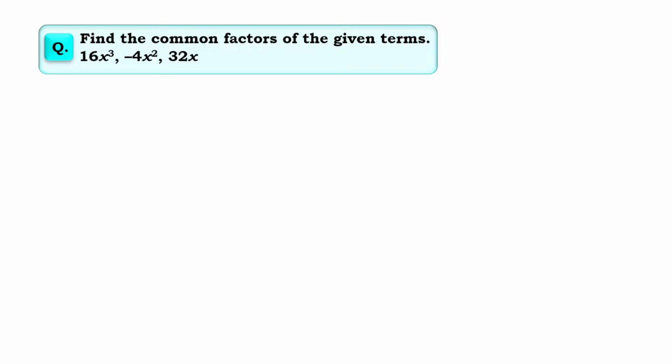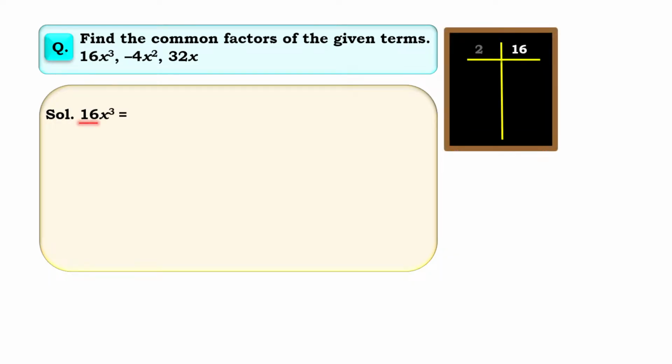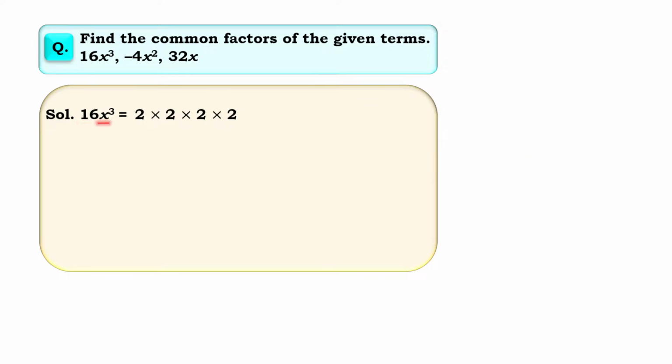Now you may have negative terms also, but the story is the same. First let us write down 16x cube. How to write 16? 2 8s, 2 4s and 2 2s. So the factors for 16 are 2 into 2 into 2 into 2, and x cube means x multiplied with itself 3 times. Now what about minus 4x square? The minus sign can be written as minus 1 into the other factors. The factors for 4 are 2 into 2, and x square means x multiplied with itself twice.